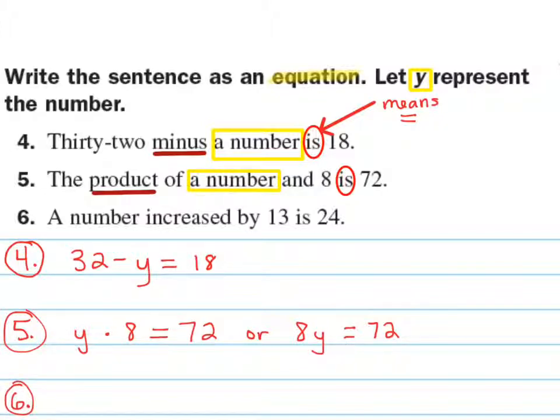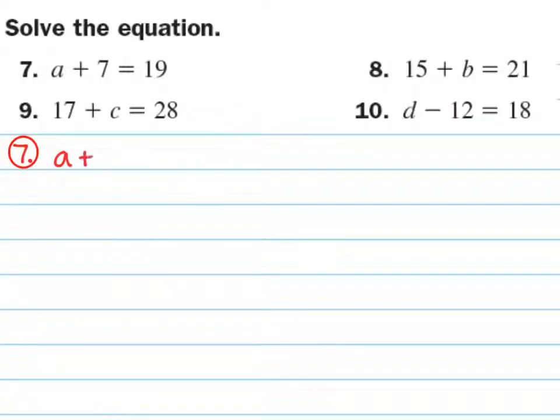Number 6, we have some number y, and increase, remember, is addition. So we're dealing with addition by 13, and is equals, so equals 24. So a number increased by 13 is 24. If we were asked to solve for y, we'd be able to find out that y equals 11. After we have written equations and expressions, then we go into solving these equations.